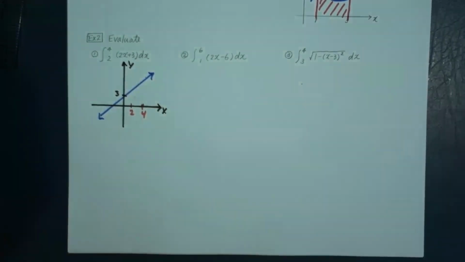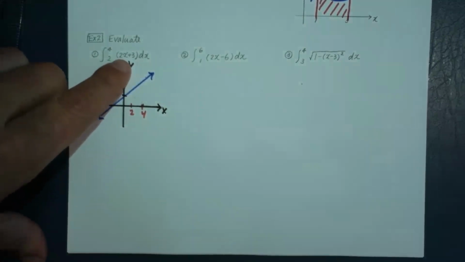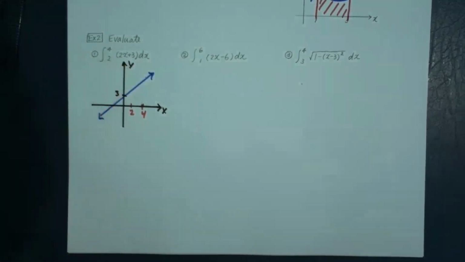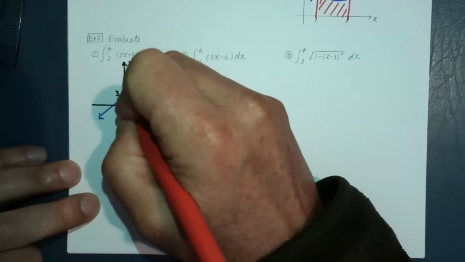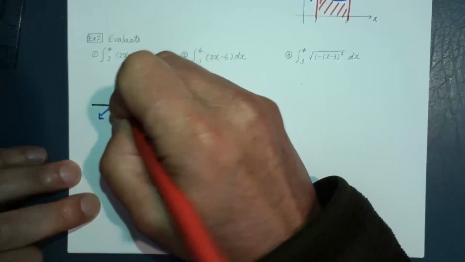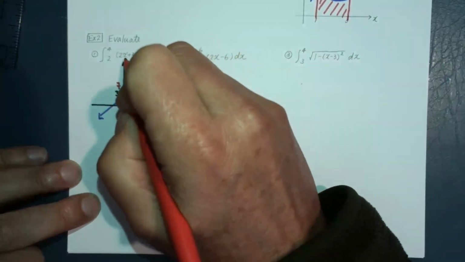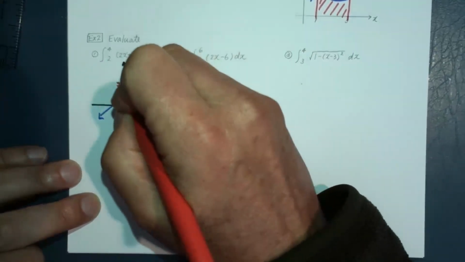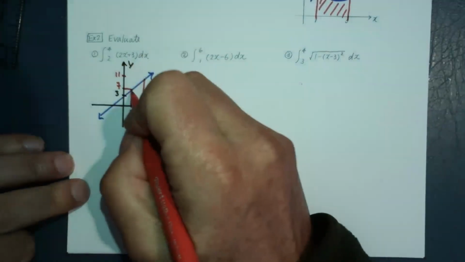Now I need the associated y values with this. So when x equals 2, 2 times 2 is 4, 4 plus 3 is 7. So that's making it up here. Obviously, my picture's not drawn to scale. This is 7. And this one here, when I plug in 4, 4 times 2 is 8, 8 plus 3 is 11. And what I'm looking for is this area right here.